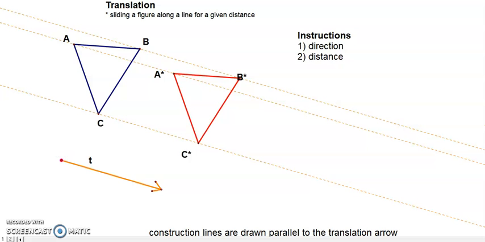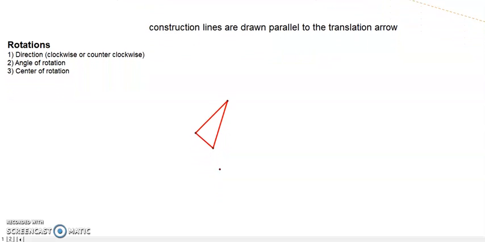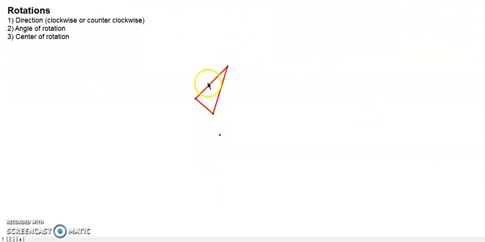Now let's move on from a translation to a rotation. In a rotation, the points will not move around in a straight line. They will move around in a circle. In order to rotate a figure, we need some instructions. We need to know which direction: am I going to rotate it clockwise or counterclockwise? What is the angle of rotation, how much do I go? Do I go halfway? Do I go a quarter of the way? And the center of rotation is important also.